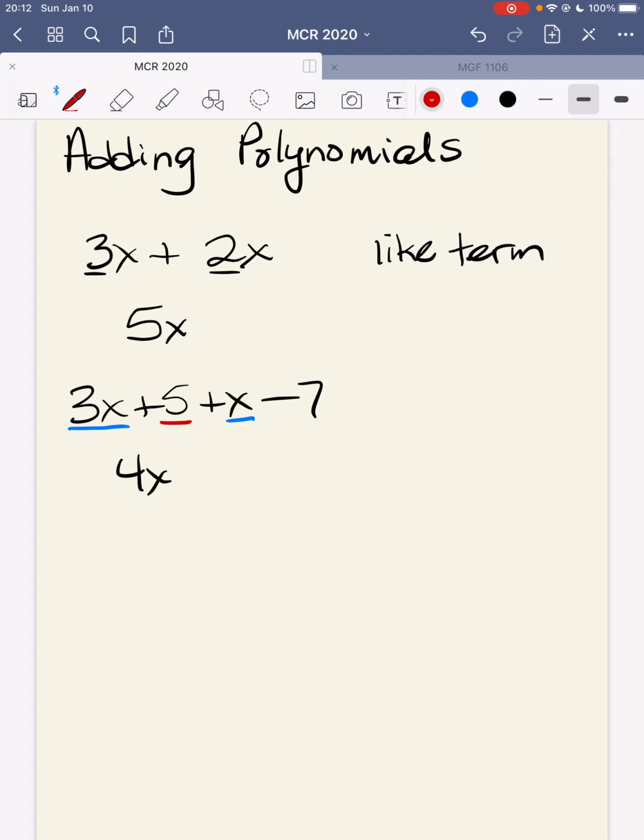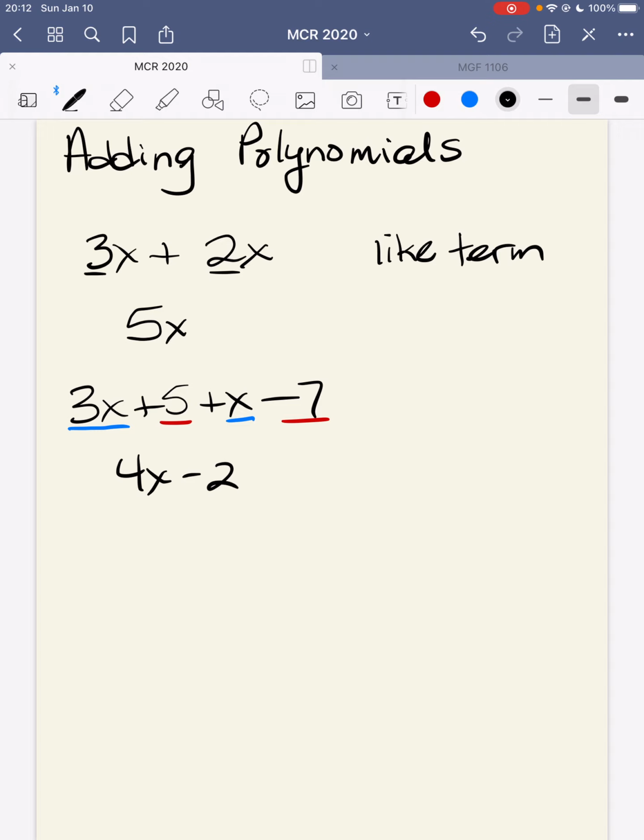And then my 5 and my minus 7 I can combine together. And 5 minus 7 is negative 2. And at this point, I'm done. I've added polynomials, and this is the result I get. Instead of writing them like this, like when we're just combining like terms in expressions, we're going to write it slightly different, but it's not any different as far as procedure goes.